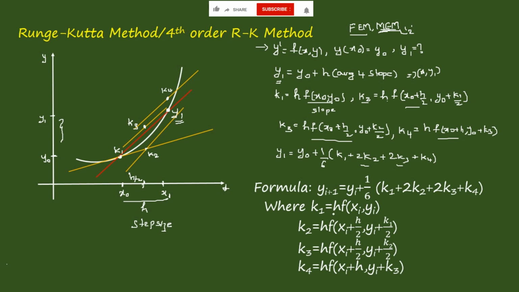Where k1 is equal to h into f of x(i), y(i). And k2 is equal to h into f of x(i) plus h by 2, y(i) plus k1 by 2. And k3 is equal to h into f of x(i) plus h by 2, y(i) plus k2 by 2. And k4 is equal to h into f of x(i) plus h, y(i) plus k3. Where i is equal to 0, 1, 2, and so on, and h is the step size.